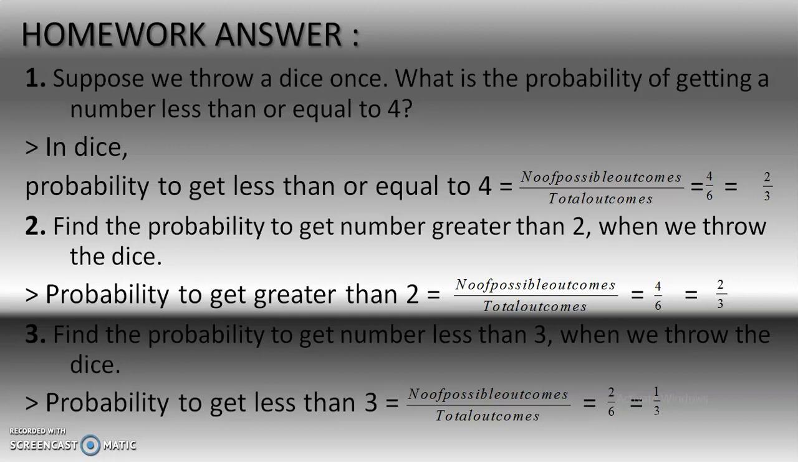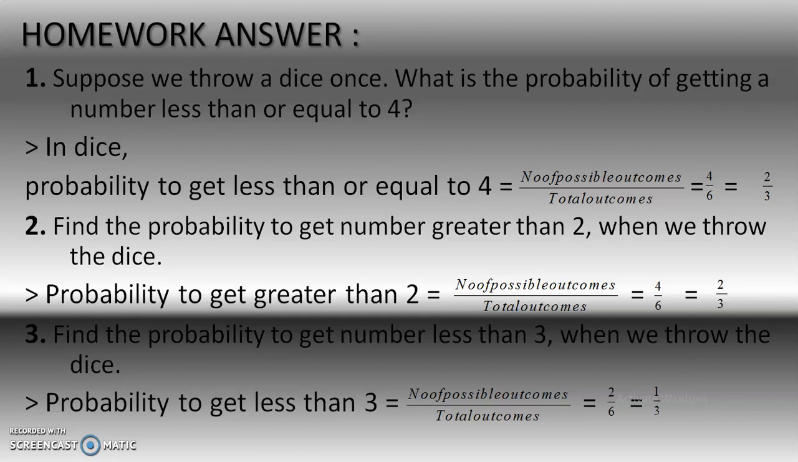Second question: find the probability of getting a number greater than 2. Greater than 2 means don't include 2. So the outcomes are 3, 4, 5, 6, and the number of favourable outcomes is 4 when we throw the dice. So the probability of getting greater than 2 equals number of possible outcomes divided by total outcomes, which is 4 by 6, equal to 2 by 3. Got it?